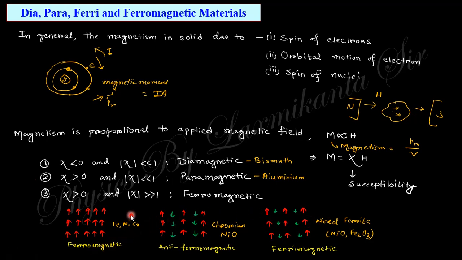For ferromagnetic material, examples are iron, nickel, cobalt. For antiferromagnetic material, examples are chromium, nickel oxide. For ferrimagnetic material, nickel ferrite, etc. So I think it is clear about the magnetic materials. That is, these types of magnetic materials are available, and this arises due to the internal structure, which causes the magnetic moment due to the motion of the electron and the nuclei spin. Okay, so I think the question is clear.